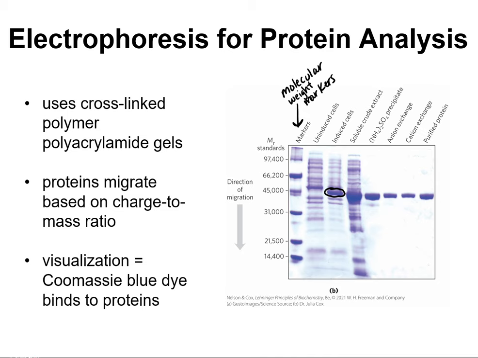Then you lyse the cells and you have your crude extract. Again, you see this large band here. You do an ammonium sulfate precipitation, anion exchange, and whatever other things you're going to do to purify and fractionate your protein. And you end up with this beautiful looking band at the end. And hopefully it's what you want.